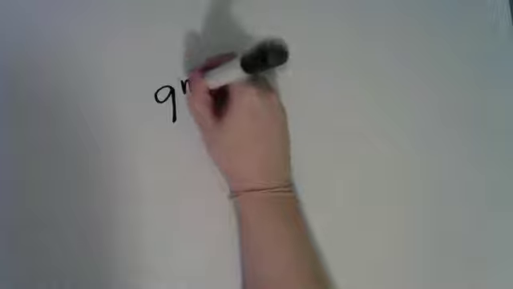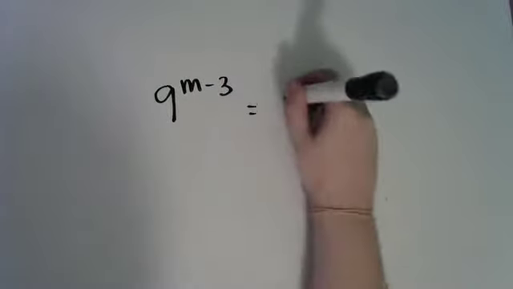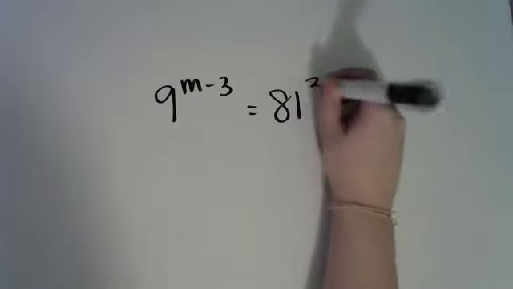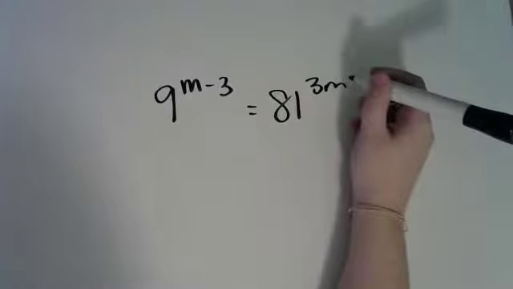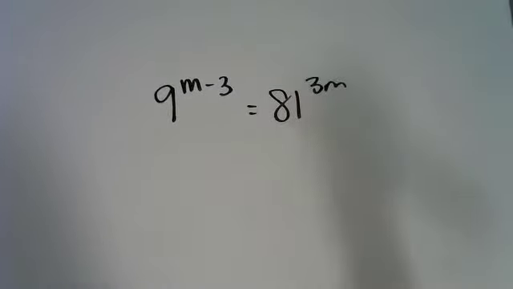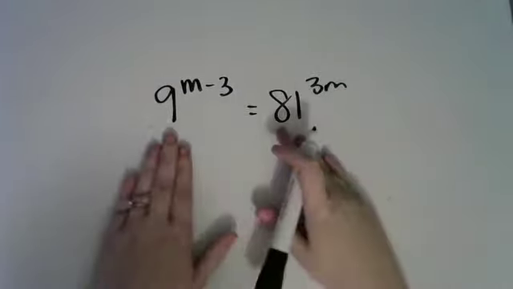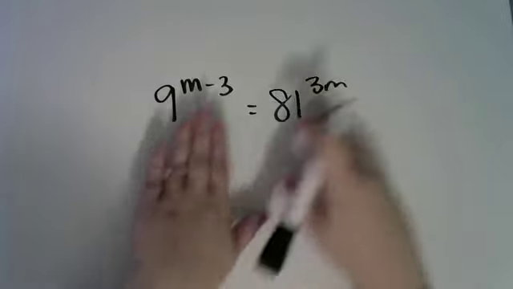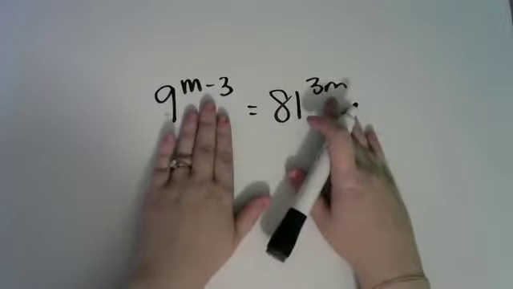Example 2 takes this problem and adds a little twist to it, and this twist is part of the properties of exponents and just understanding what to do with exponential expressions. So we have 9 to the m minus 3 equals 81 to the 3m. And in this problem, what we're dealing with is 2 bases that are not the same. So since these are not equal, the exponents cannot be set equal.